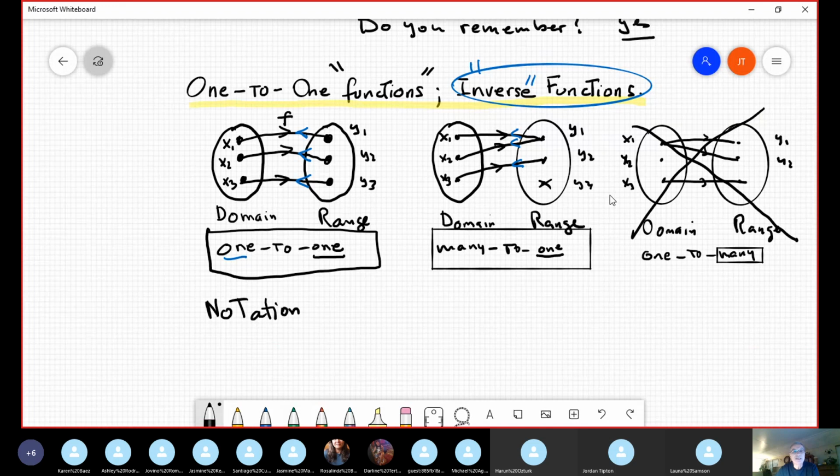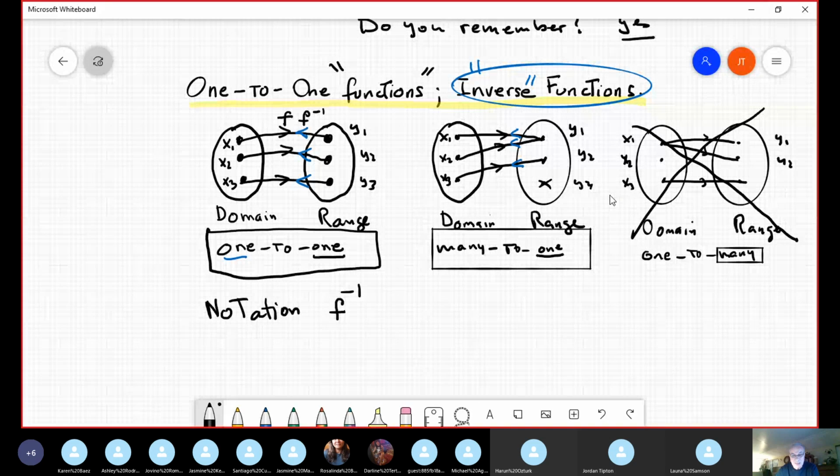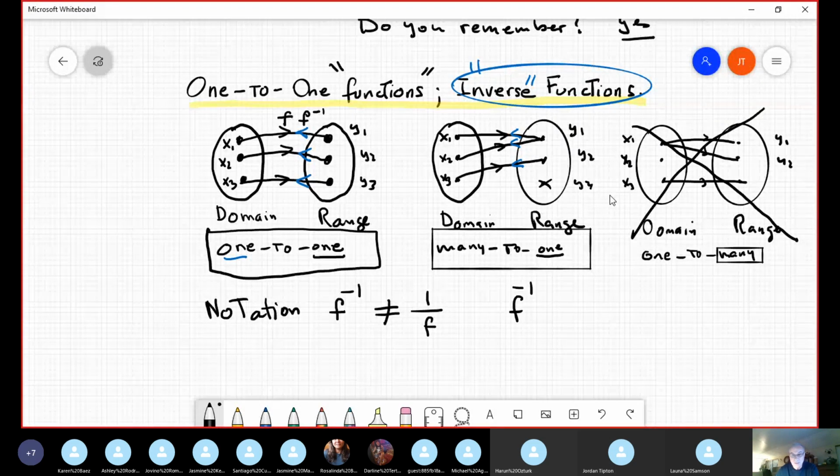Notation is the name. It's f raised to the -1. Notation is this. But this -1 is not a negative one exponent. No, this is not 1 over f. It's just symbolic. F to the -1 is a symbolic way. You know, mathematics has a lot of symbols that represent inverse.